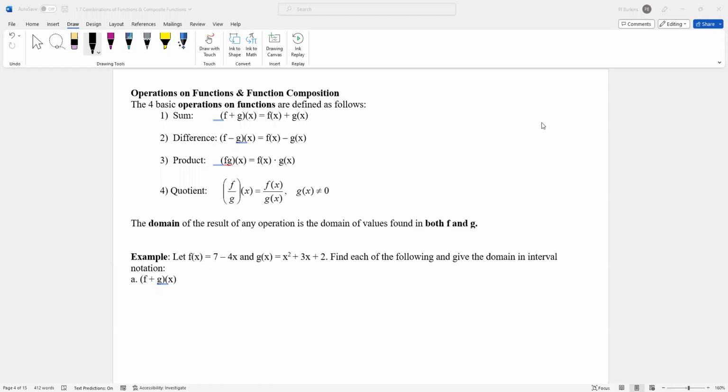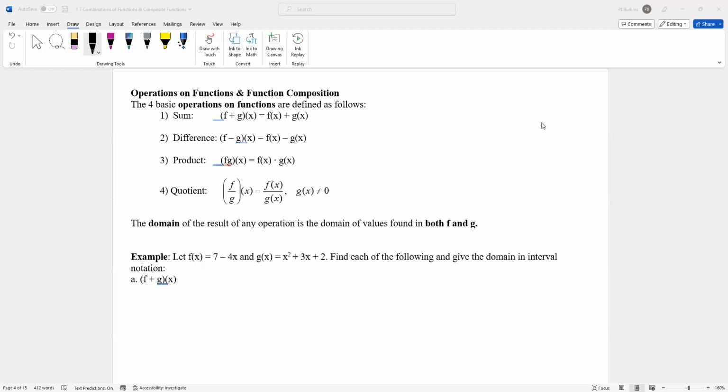All right, so for these exercises, we're going to be doing operations on functions, and eventually we're going to be doing composition functions. So the operations that we are going to work with would be adding functions, subtracting, which is the difference, multiplying or the product, and dividing or the quotient. The domain of the result of any operation is the domain of values found in both f and g.